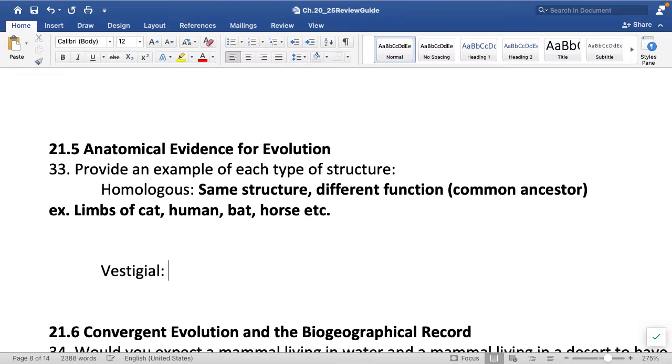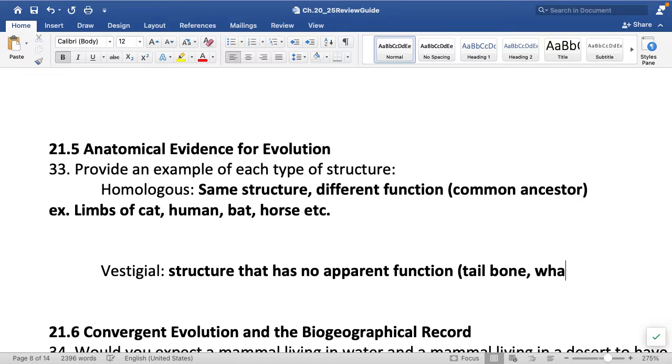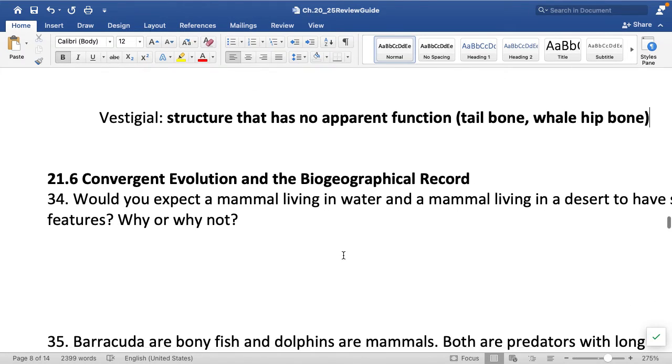Okay, vestigial. Useless. Well, it used to be used. Different structure, same function. Oh, never mind, that's analogous. Oh my gosh, why didn't I include analogous on there? Okay, this is the one that you don't use anymore. As we evolve, we just get less tailbones when not needed. A structure that has no apparent function. Tailbone, whale hip bone, appendix. Yeah, there's lots.